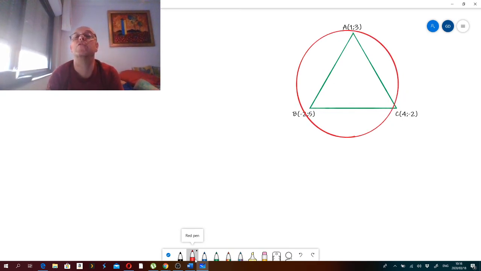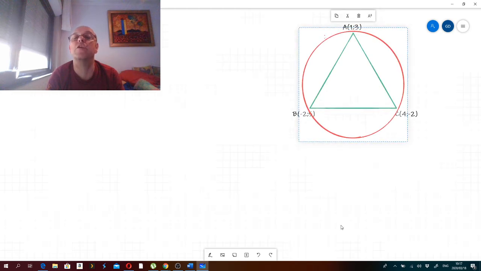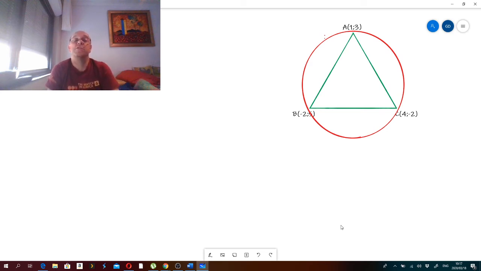Alright, so that's not too bad as a circle. We can maybe move it. Let's see if we can just shift it up a little bit. There we go. Right, that's pretty much around there. So there we've got a triangle inside a circle, and they want us to find the center of this circle.